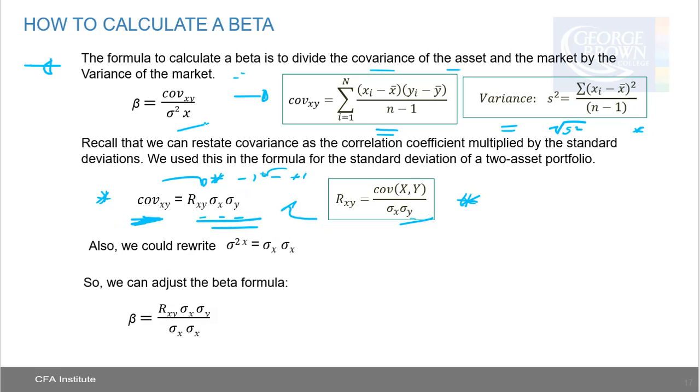So then in terms of the variance of the market, we could also write that the variance of the market equals standard deviation of x times standard deviation of x. So then we could adjust the beta formula. In the numerator, the covariance, we're now using this form, and in the denominator, we're expanding it, so we can see beta equals correlation times standard deviation of x times standard deviation of y divided by standard deviation of x times standard deviation of x. So you can see what we're going to do on the next slide is cancel those two standard deviations out.